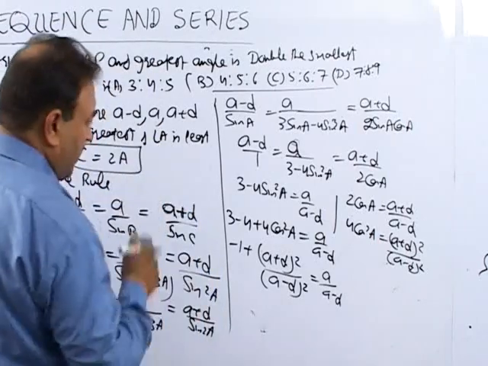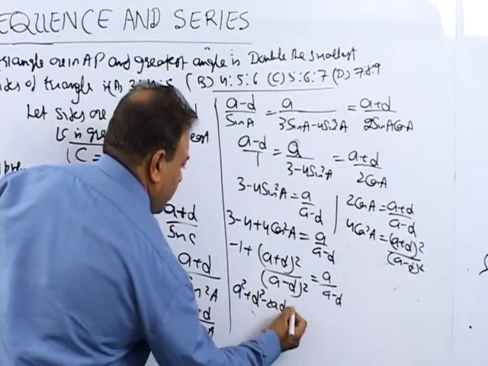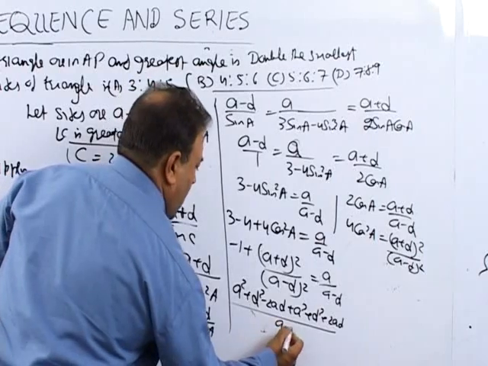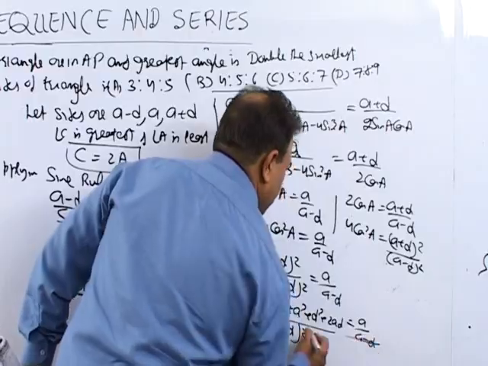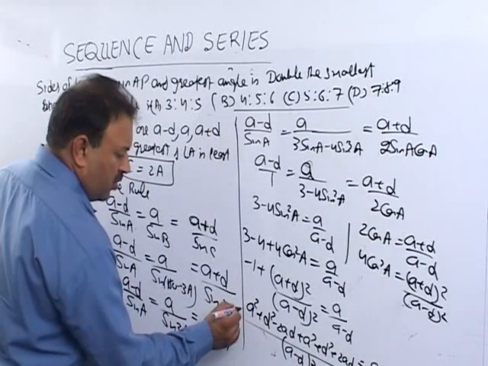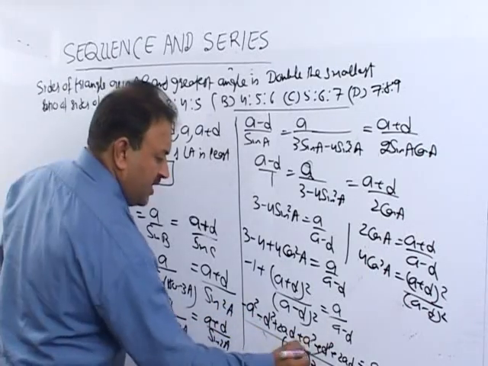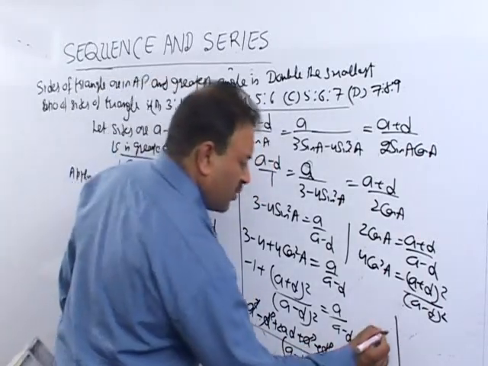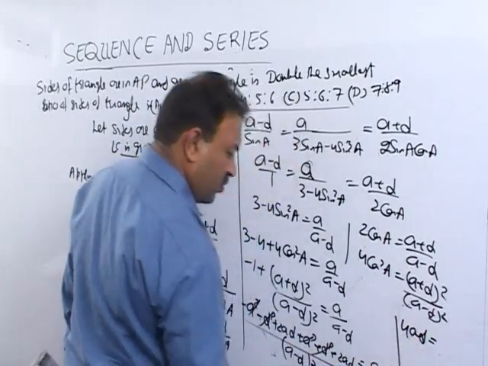Now simply solving it, I got what? A square plus D square minus 2AD, A square plus D square plus 2AD upon (A minus D) the whole square. It is A upon (A minus D). This (A minus D) will be cancelled out. Here again check it out: it should be minus over here, and it should be plus. A square and D square, both terms will be cancelled out over here. We are left with 4AD.